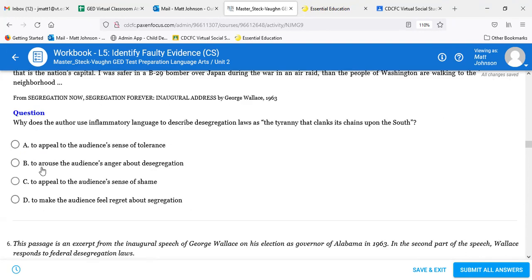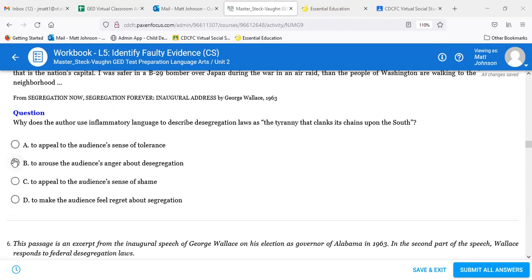Grace, could you read number 5 for us? Okay. Why does the author use inflammatory language to describe the segregation laws as the tyranny that clanks its chains upon the South? A, to appeal to the audience's sense of tolerance. B, to arouse the audience's anger about desegregation. C, to appeal to the audience's sense of shame. And D, to make the audience feel regret about segregation. A.